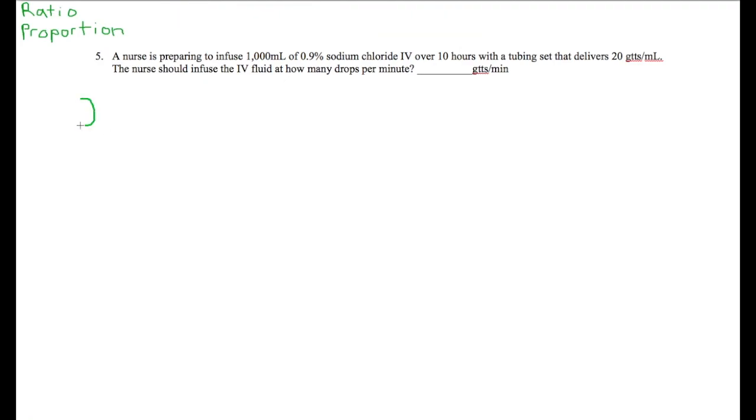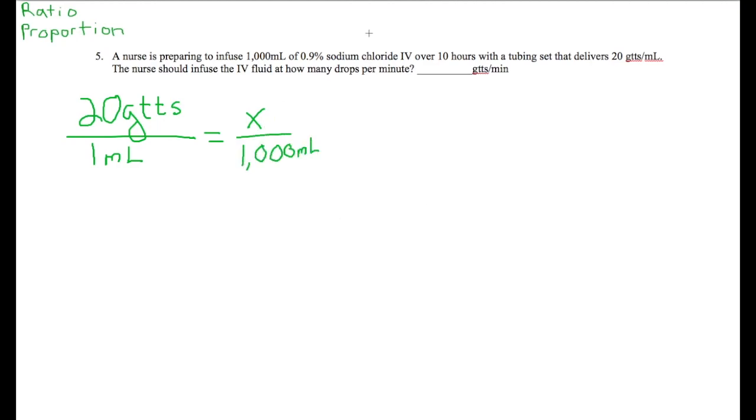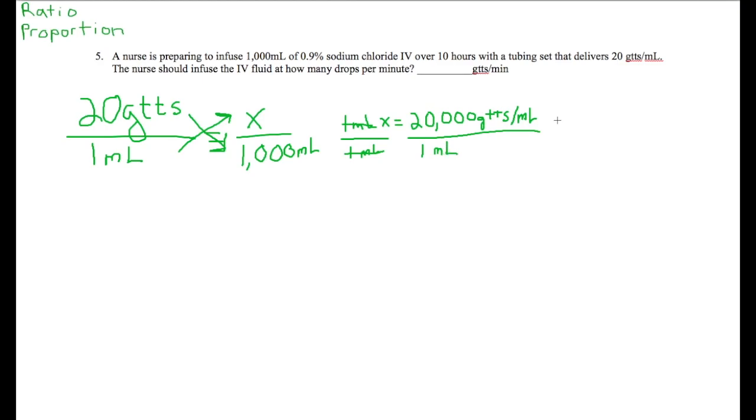X. So what do we know? We know that there are 20 drops per mil, and we know that we have 1,000 mils, but we don't know how many drops total that's going to be. So we have 20 drops over 1 mil equals X over 1,000 mils. We cross multiply and we end up with 1 mil X equals 20,000 drops per mil. We divide both sides by 1 mil, and what we know now is that we are going to have a total of 20,000 drops.